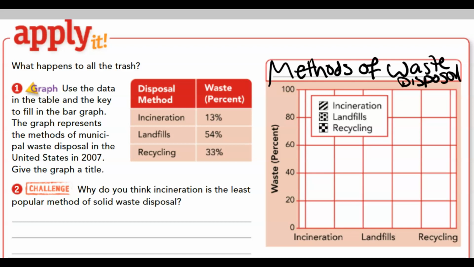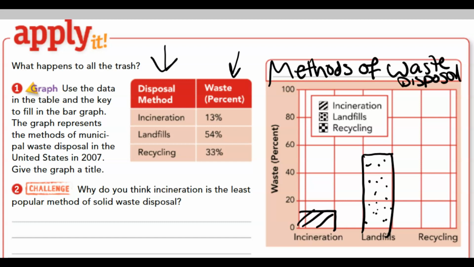We know our disposal methods are here, and how much waste they are is here. So our incineration is at 13%. So we know our graph is going to be around here, and we have our lines because that's what our incineration means. Our landfills are at 54%. So we know 50 is between 40 and 60, and a little bit more halfway than that. Here we have landfills, and they want dots. That's landfills.